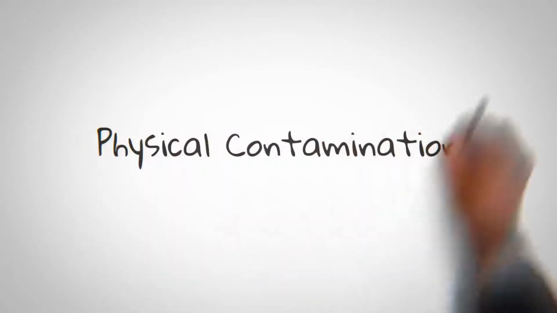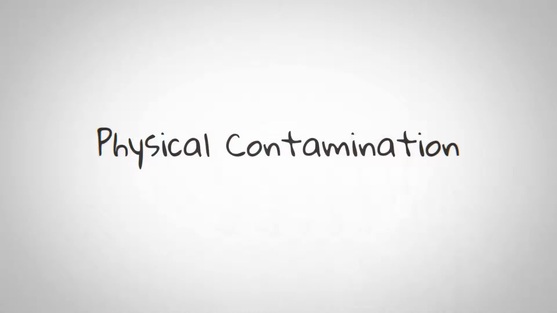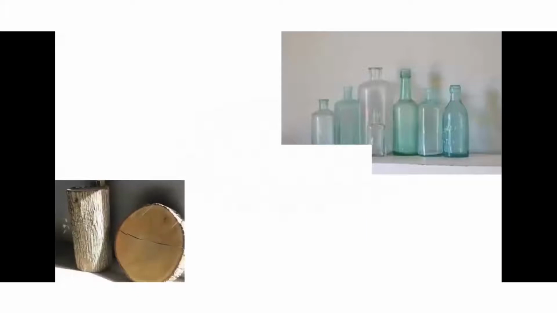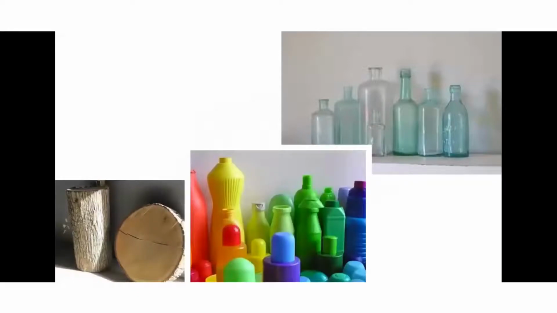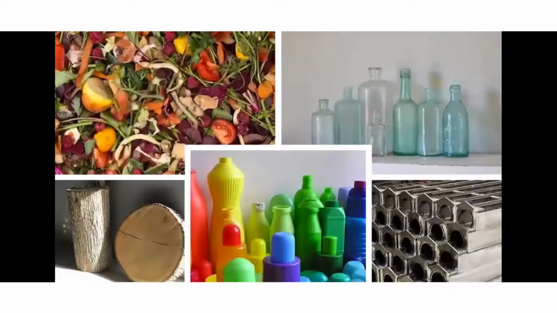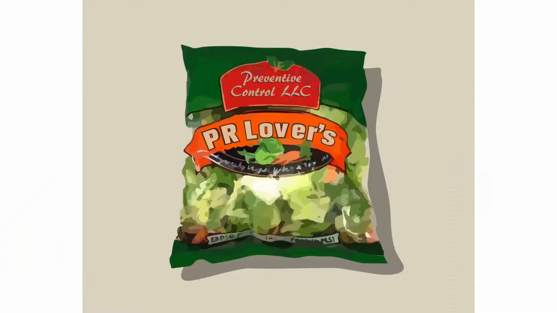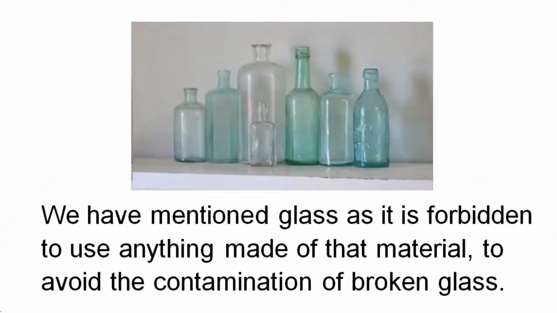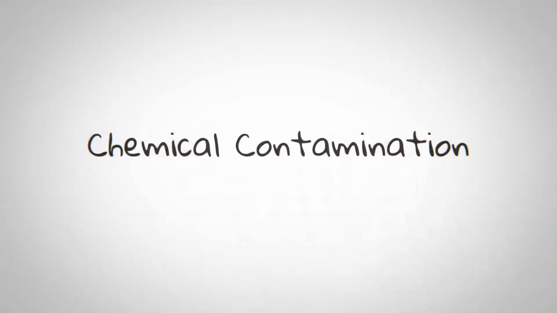Second, physical contamination. Physical contamination occurs when materials such as glass, wood, plastic, metal, and organic remains are found in products. These contaminants are foreign bodies found in food other than what is supposed to be consumed. We have mentioned glass as it is forbidden to use anything made of that material to avoid the contamination of broken glass. And third, chemical contamination.